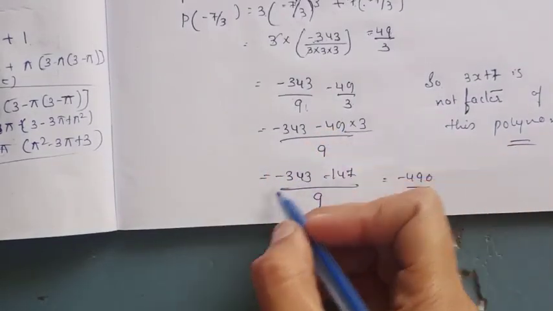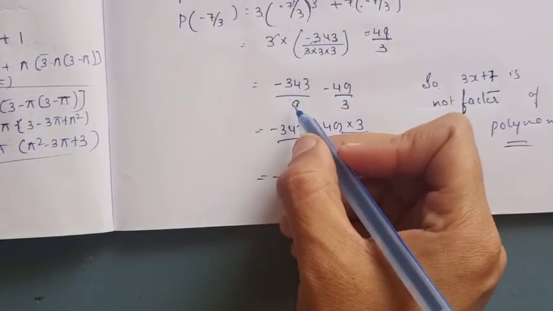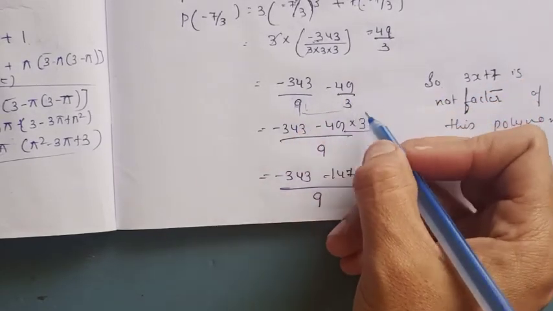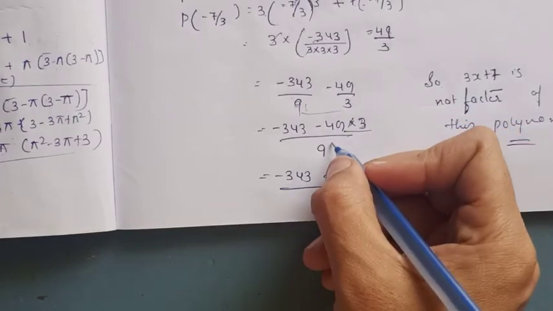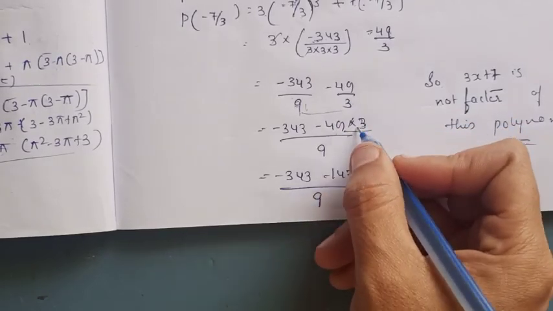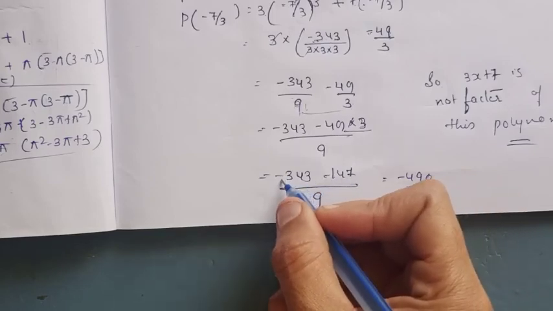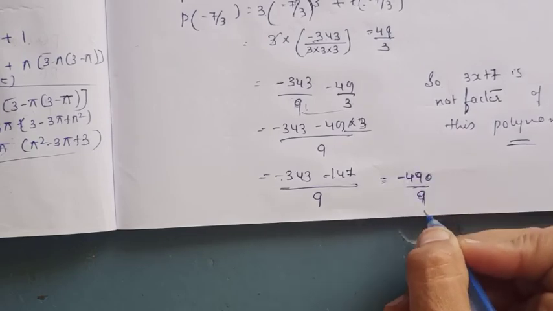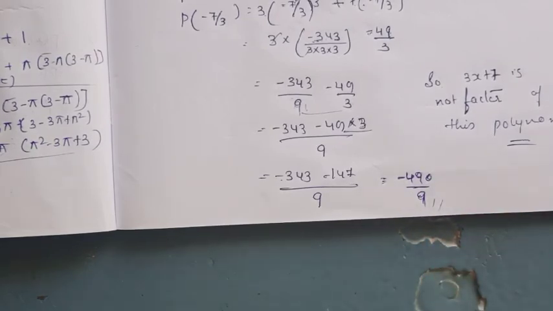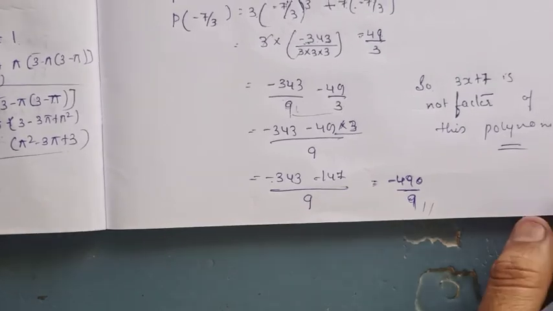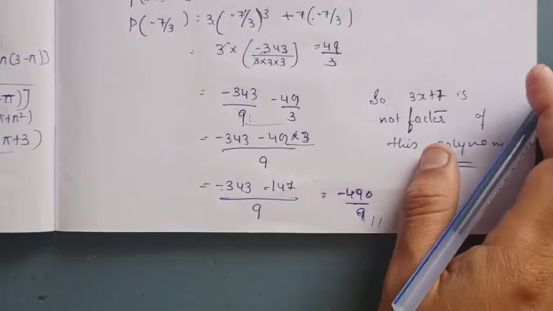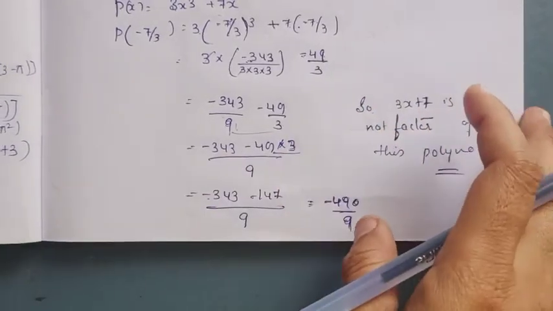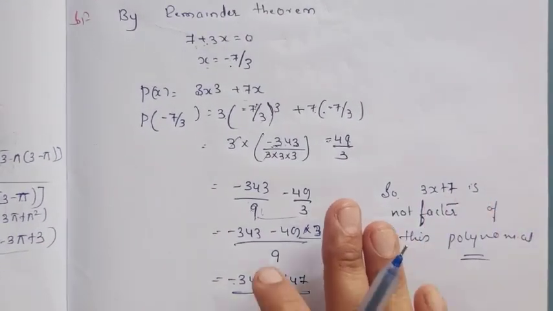And next, what do we get here? The LCM is 9, so minus 343 minus 49 into 3, means minus 147, minus 343 divided by 9 equals what here? Minus 490 divided by 9. We got the remainder as minus 490 divided by 9. So we did not get 0. So we can say that 3x plus 7 is not a factor of this polynomial. This is the solution for the third question.